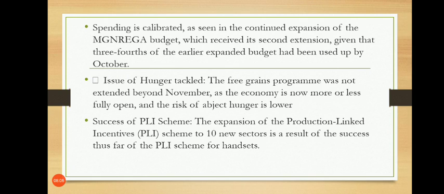How? Because there was this scheme called one nation one ration card. Okay, so under that scheme the poor people were able to get the ration from the shops from anywhere in the country. Okay, then success of PLI scheme, we have already talked about that what is PLI scheme.